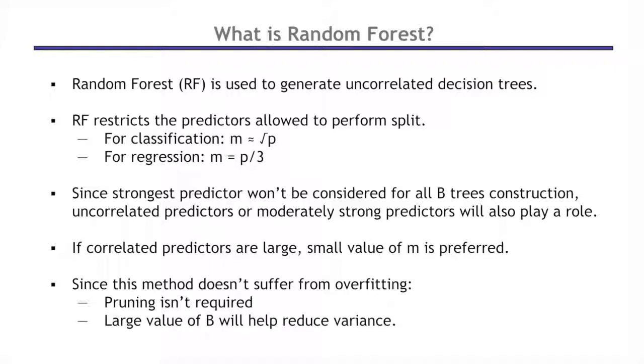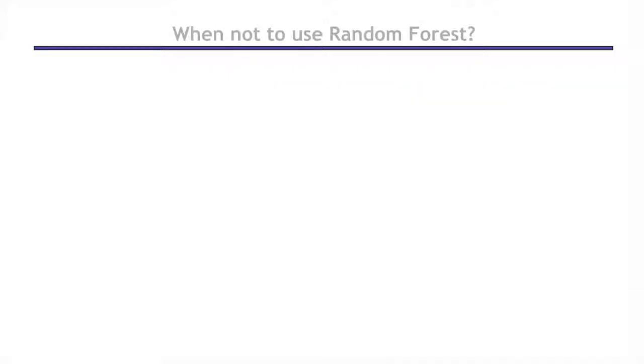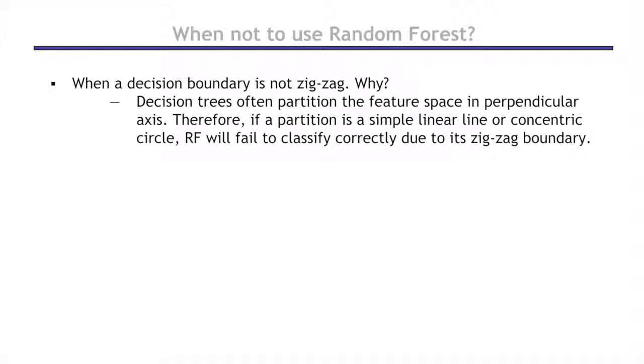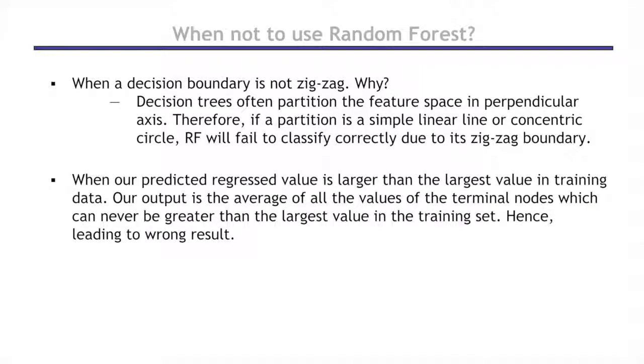So now we know when to use random forest, but when should we not use random forest? If you visualize the decision boundary constructed by decision trees, they are always perpendicular. Hence, if our decision boundary isn't like that, random forest will fail to classify. Secondly, in regression, if our testing data has a predicted value which is larger than any training data, then random forest will yield wrong results, since the regressed value will be the average of the values of the terminal nodes, which are smaller than the largest value.